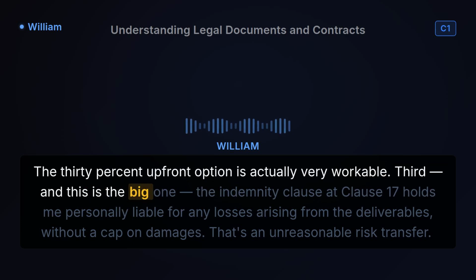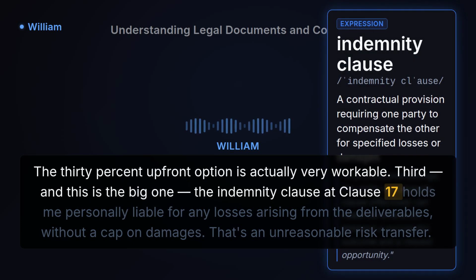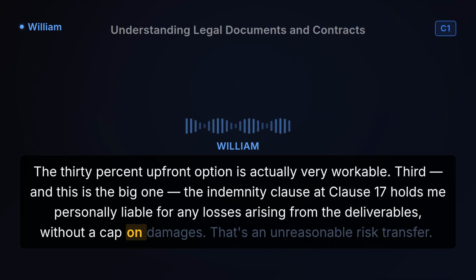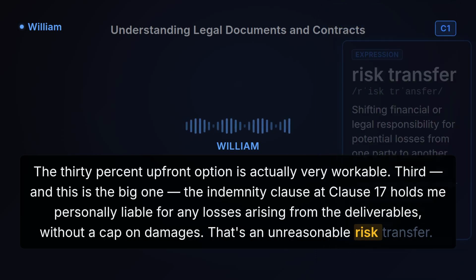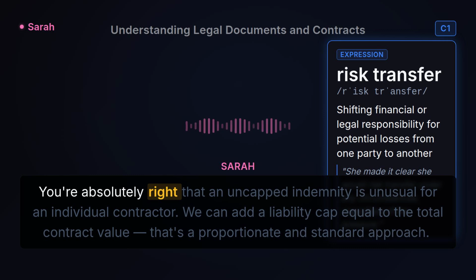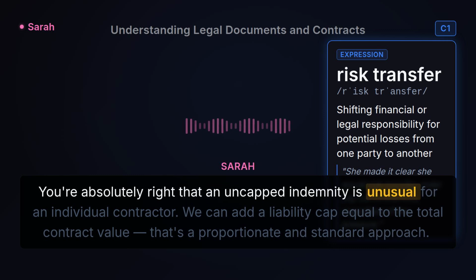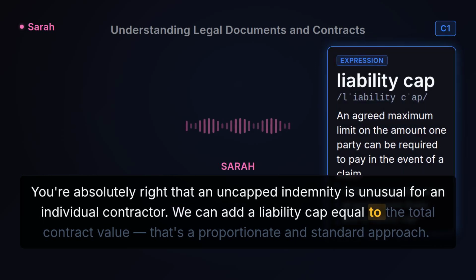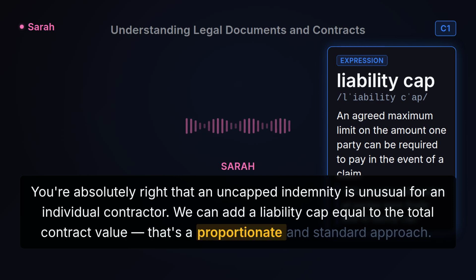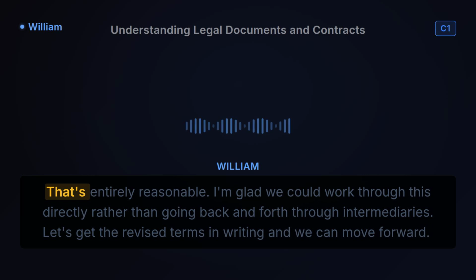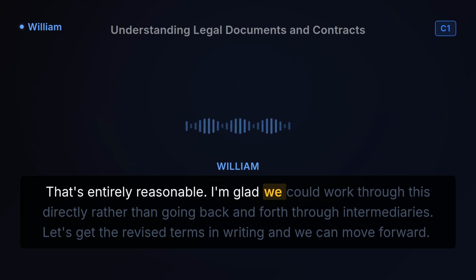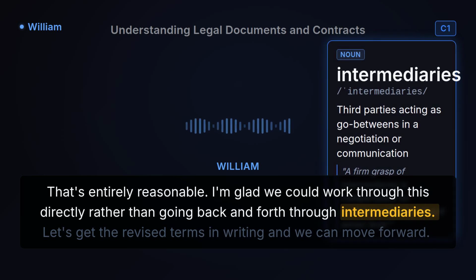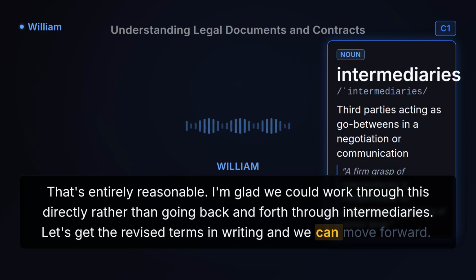Third, and this is the big one, the indemnity clause at Clause 17 holds me personally liable for any losses arising from the deliverables, without a cap on damages. That's an unreasonable risk transfer. You're absolutely right that an uncapped indemnity is unusual for an individual contractor. We can add a liability cap equal to the total contract value. That's a proportionate and standard approach. That's entirely reasonable. I'm glad we could work through this directly rather than going back and forth through intermediaries. Let's get the revised terms in writing and we can move forward.